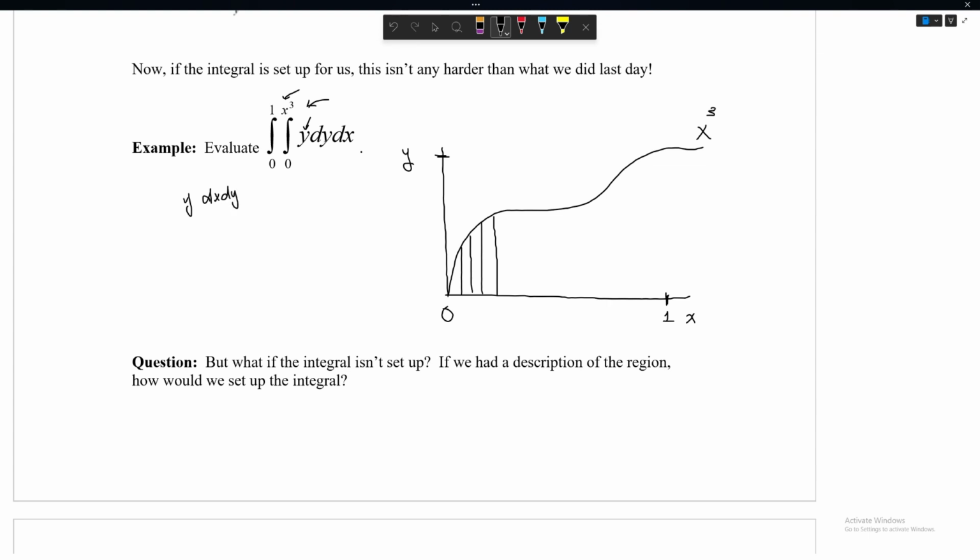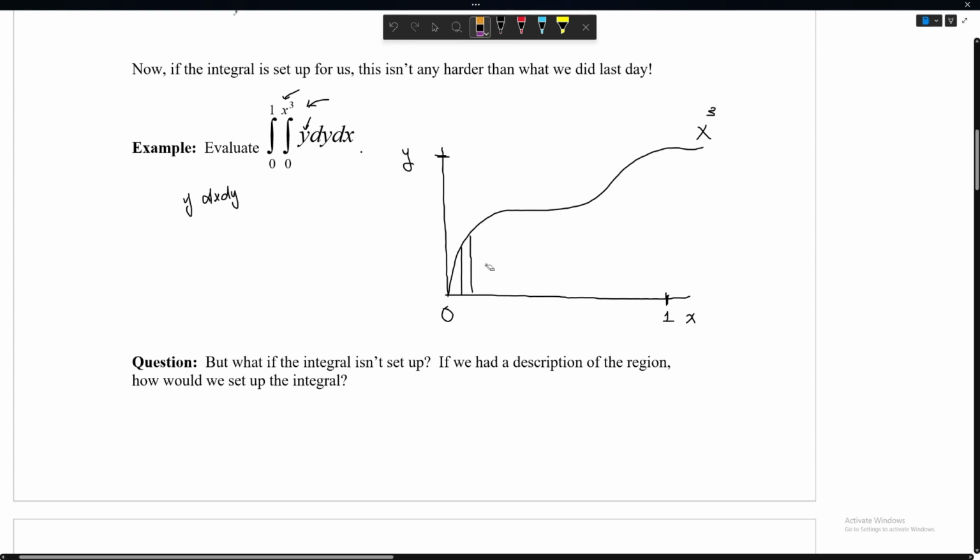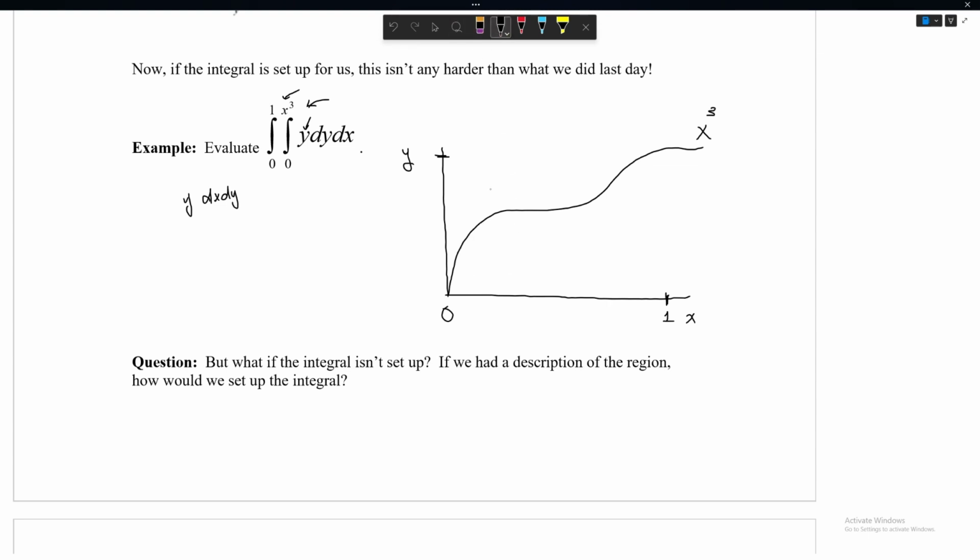And so how can I switch the integral bounds? Right now I'm integrating x from 0 to 1. But if I wanted to flip it and take the integral like this instead, I'm not doing vertical strips anymore. I'm doing horizontal ones now.